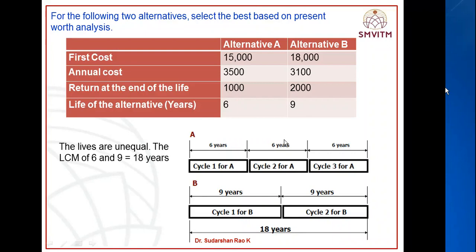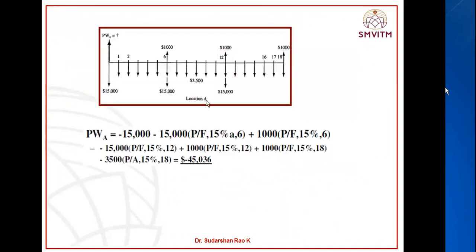That is the method for comparing alternatives with unequal lives: they should be converted into equal life by taking the LCM of the two alternatives. For example, the first alternative, A, has minus 15,000, and it should be repeated 3 times, that is minus 15,000 at the beginning.